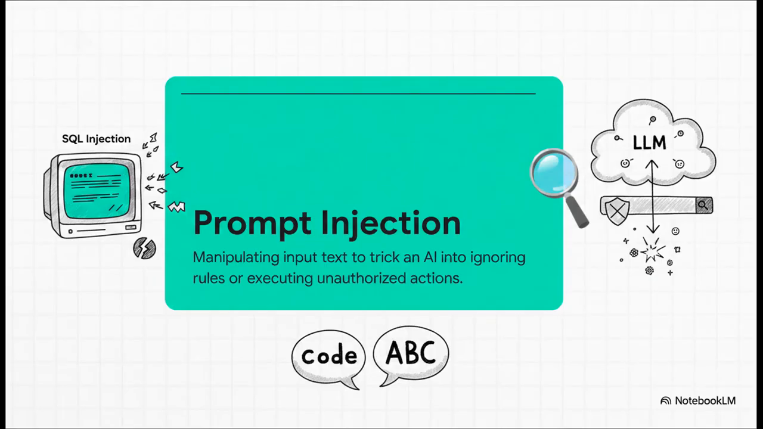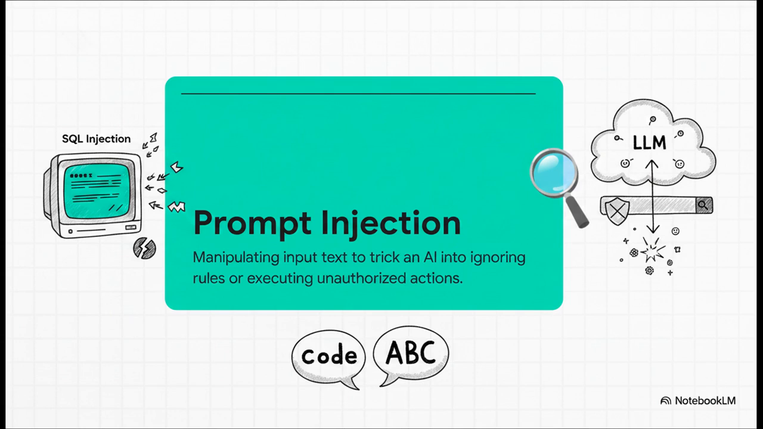So what exactly is this modern threat that has cybersecurity experts completely on edge? Well, in the early days of the internet, hackers used something called SQL injection. Basically, that was a sneaky way to trick a database into spilling its secrets just by slipping malicious code into a normal search box. Prompt injection is basically the modern equivalent of that, but it's specifically designed to target large language models, LLMs, the kind of AI that powers all those chatbots and generative tools we use every day.